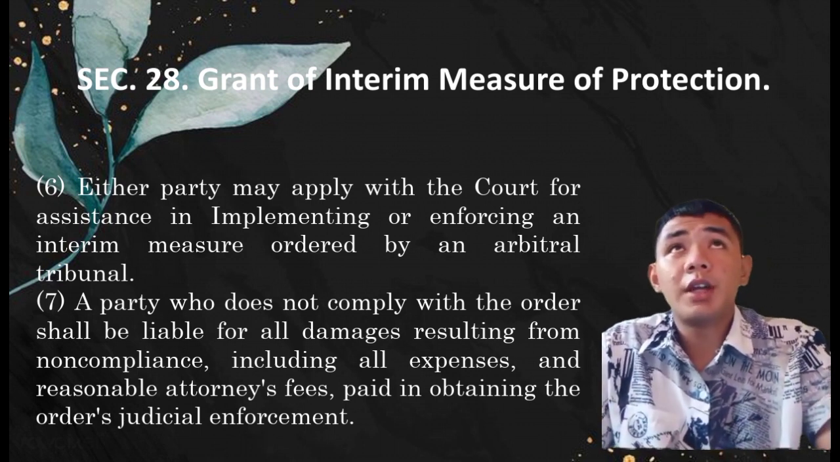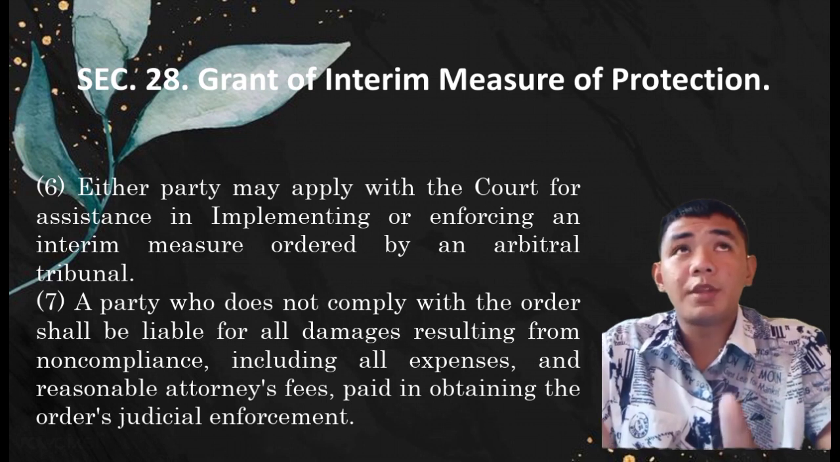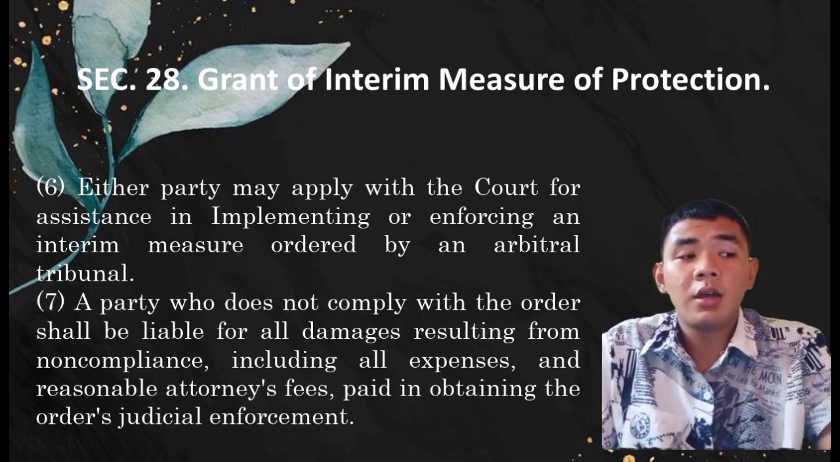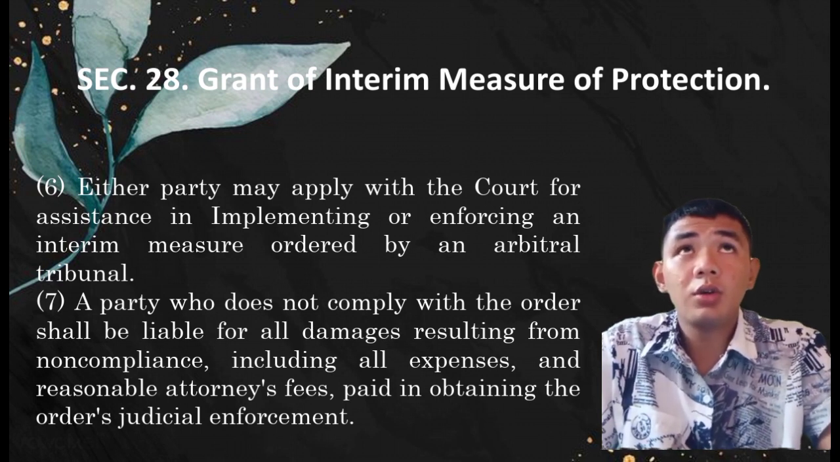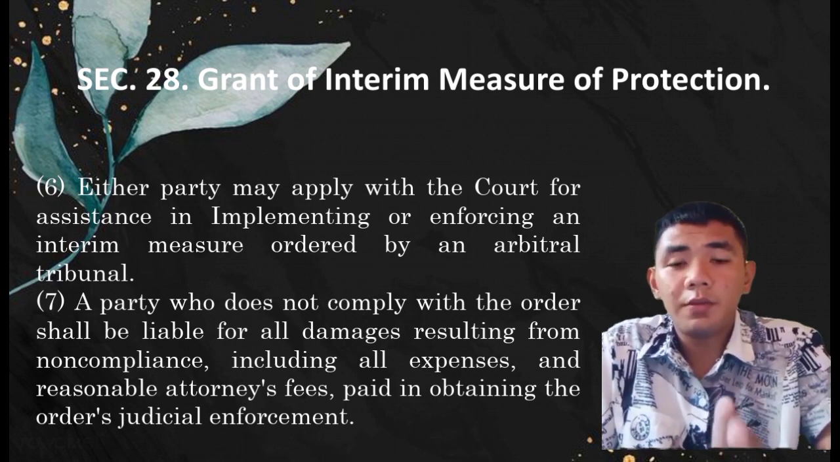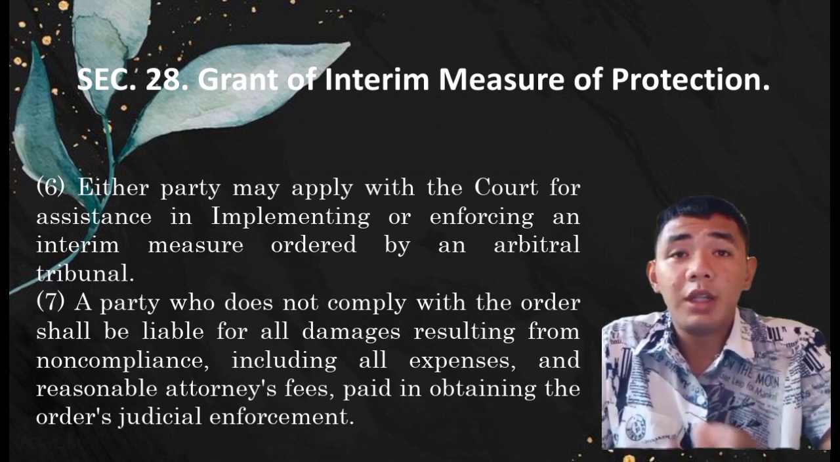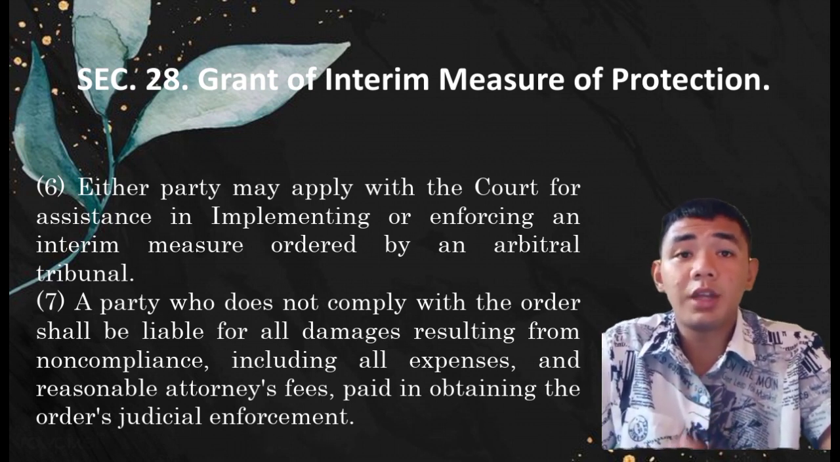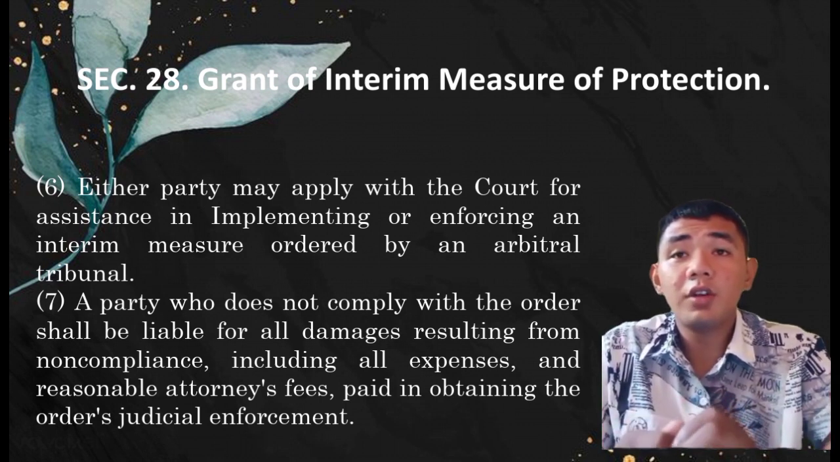For example, Mr. X and Mr. Y are both parties, and Mr. X is the one who requested an interim measure of protection in the court, and the court conditioned him to not talk or communicate within a 50 kilometer radius of Mr. Y. And if Mr. X violated the conditions of the court, he will be liable for damages resulting from non-compliance, including expenses and reasonable attorney's fees.